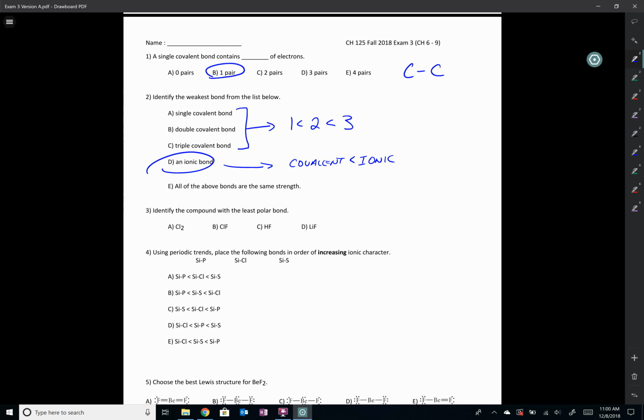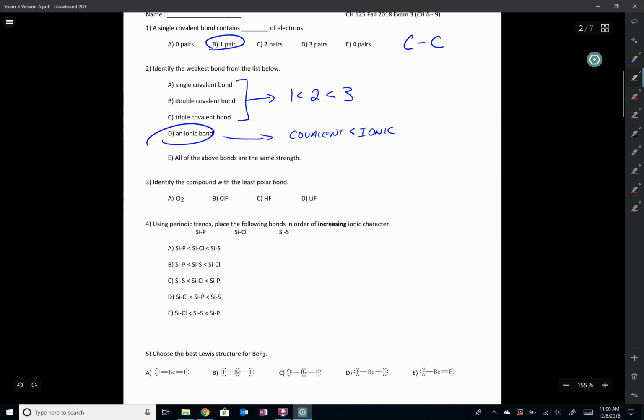Question 3 was a little bit trickier than I'd hoped it would be. I think that's just an issue of wording. But the question was asking which of the following is the least polar bond. And I would have accepted either answers A and B in this case. But let's just talk about what it means to be a polar bond.